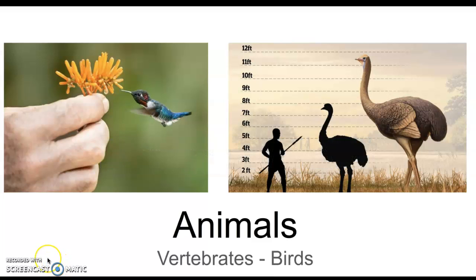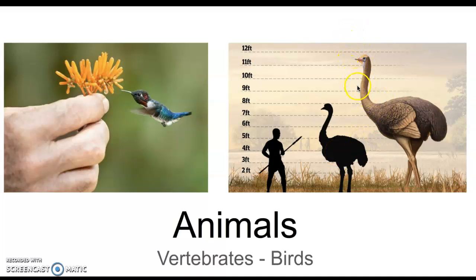And here are two examples of two different sizes of birds. Here you have the smallest bird on earth, which is the bee hummingbird found here. And you can see in comparison to the finger how little it is. And then here is the largest bird. This is an ostrich, the current largest bird in the world.